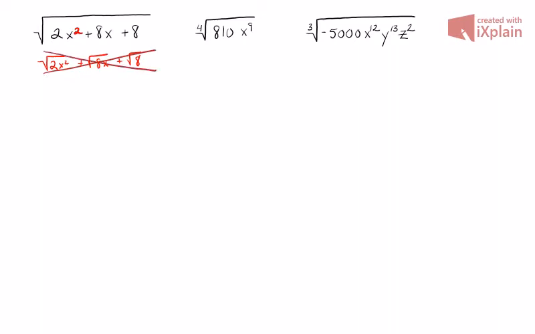What we can do, however, is note that this is a square root, and look at each coefficient. I have a 2, an 8, and an 8. In this particular case, they all have a factor of 2 in common. So I'm going to factor out that 2, and that's going to leave me with x squared plus 4x plus 4.